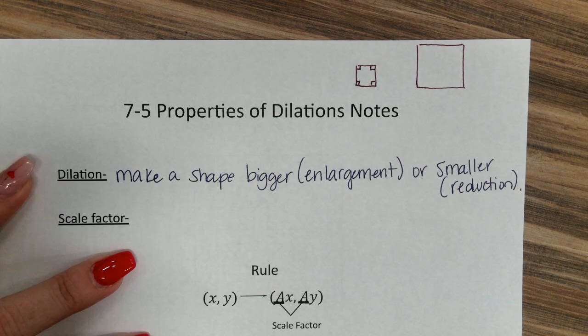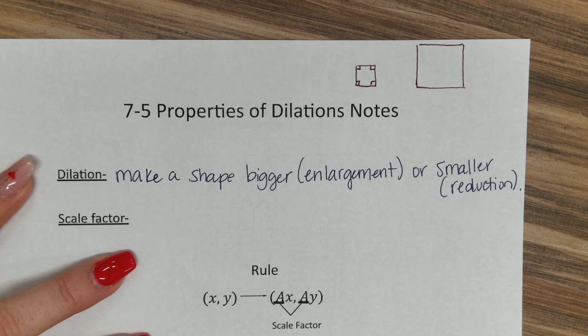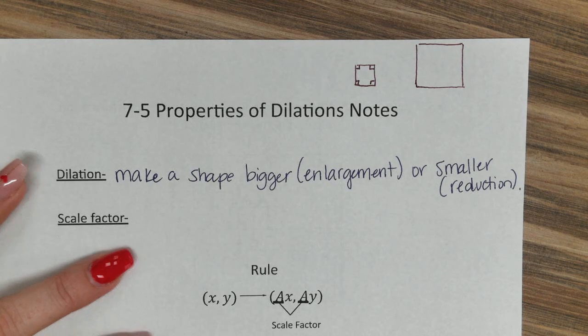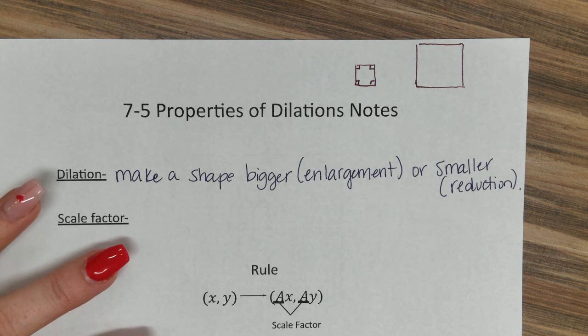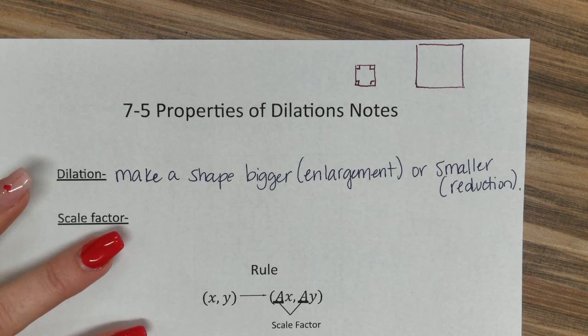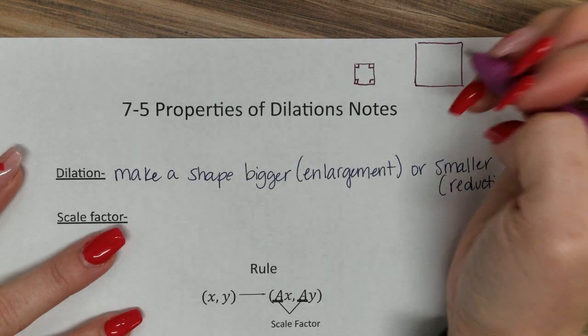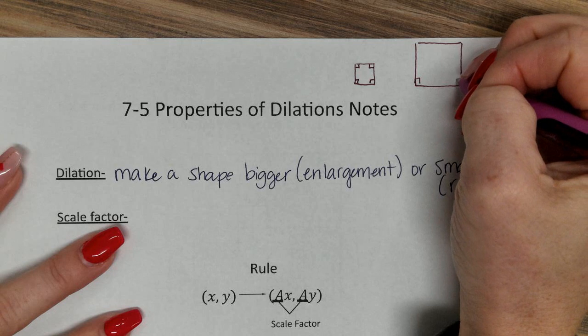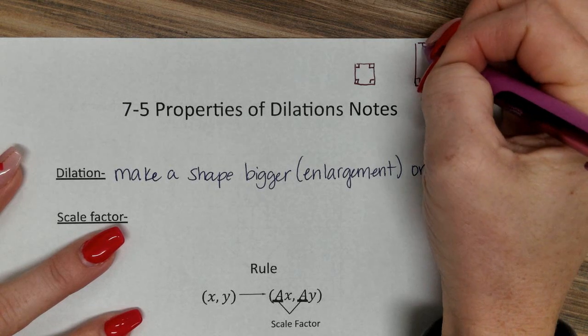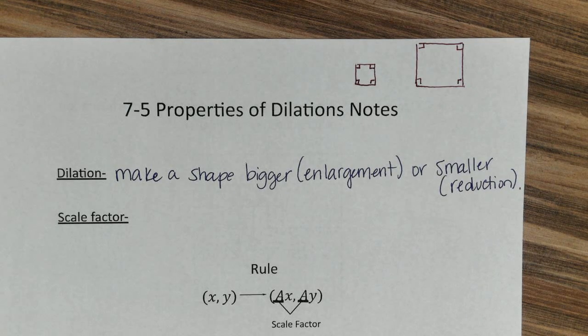Is it still going to be a square? Yes. Is it congruent? Yes. What does congruent mean? The exact same. No. Why is it not congruent? Because it's not the same size. It got bigger. Is it the same shape though? Yes. So this is going to be different from our other transformations. This one does not preserve congruence.